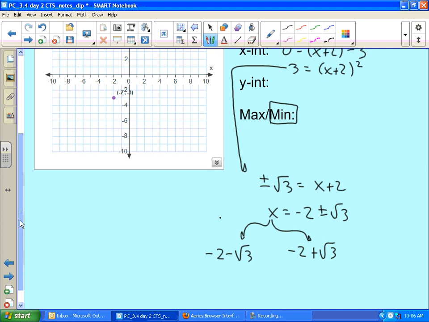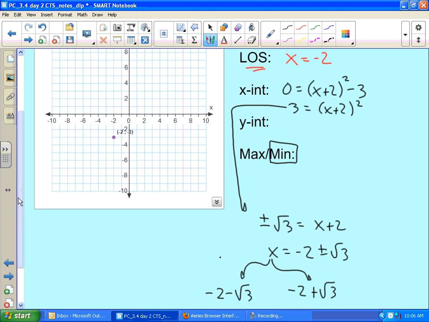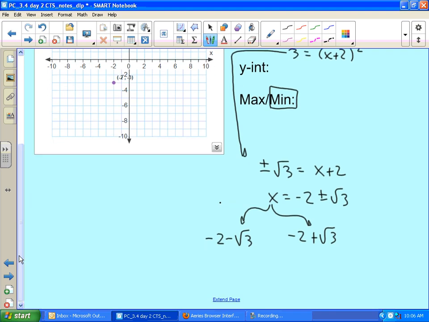Now, you're going to probably convert those to decimals because it's easier to graph them. Negative 2 minus root 3. Root 3 is like 1.7. Is that what it is? So if somebody gets on the calculator and tells us what negative 2 minus square root of 3 is, then do the same thing for negative 2 plus square root of 3.